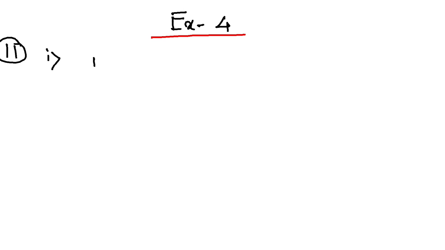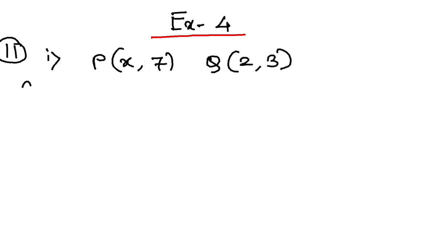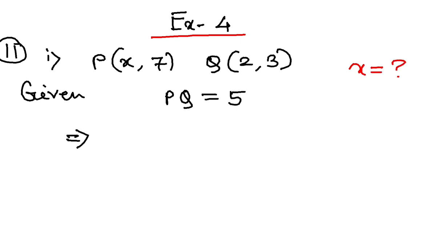So the coordinates of P are (x, 7) and the coordinates of Q are (2, 3), and it is given that distance PQ is 5. What you have to do is find the value of x. Okay, so I'll apply the distance formula. Before that, I'll square it already. So PQ squared becomes 5 squared, that is 25.